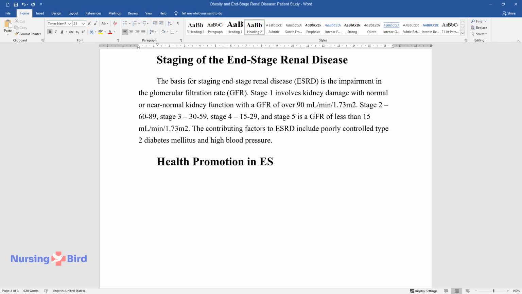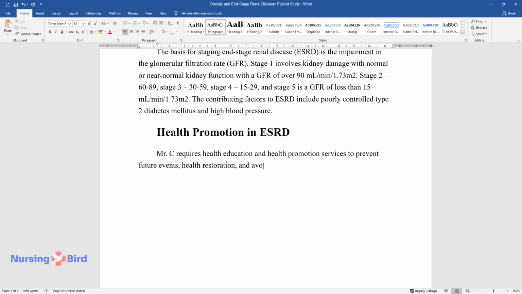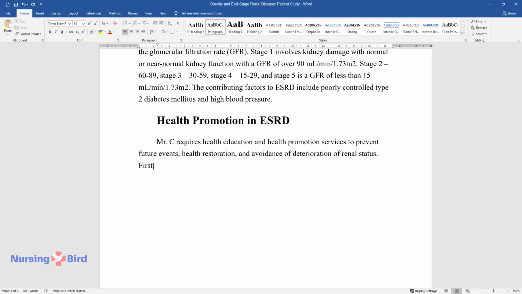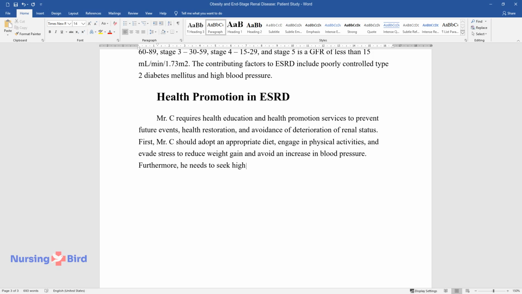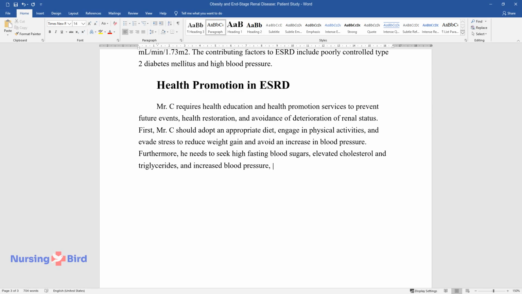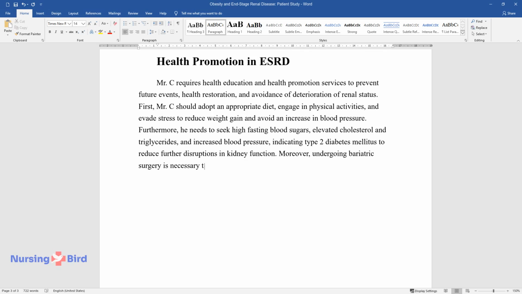Health promotion in ESRD. Mr. C requires health education and health promotion services to prevent future events, health restoration, and avoidance of deterioration of renal status. First, Mr. C should adopt an appropriate diet, engage in physical activities, and evade stress to reduce weight gain and avoid an increase in blood pressure. Furthermore, he needs to seek treatment for high fasting blood sugars, elevated cholesterol and triglycerides, and increased blood pressure, indicating type 2 diabetes mellitus, to reduce further disruptions in kidney function. Moreover, undergoing bariatric surgery is necessary to reduce the weight to the desired range according to age and sex.